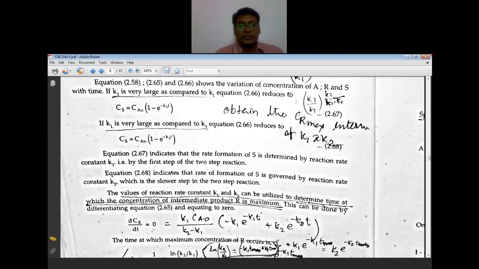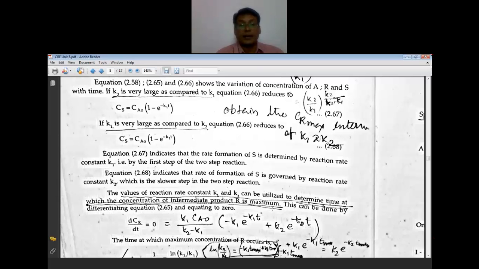The rate of this second equation indicates that the rate of formation of S is governed by the reaction rate constant K2, which is the slower step in the two-step reaction. The slowest step is going to decide the rate. The values of the reaction rate constants K1 and K2 can be utilized to determine the time at which the concentration of intermediate product R is maximum.